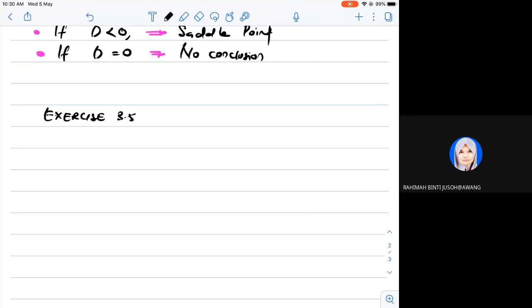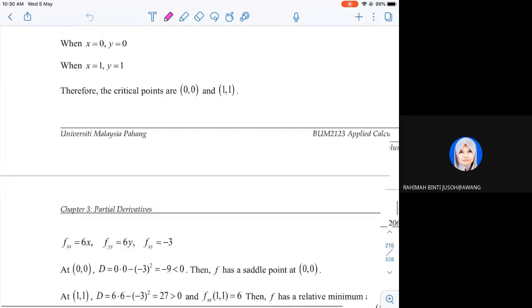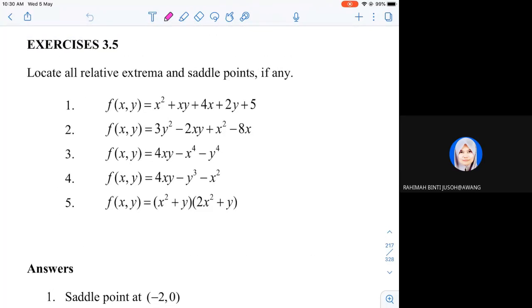Exercise 3.5. Let us do question number... Let's do the simple one first. Question number 1 or number 2, which do you all want?